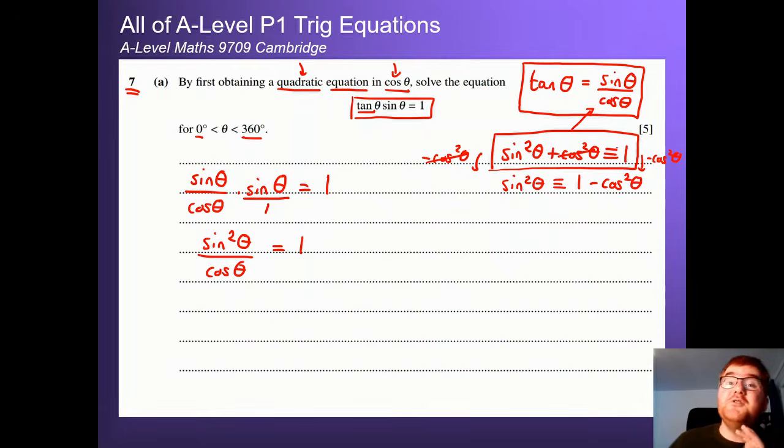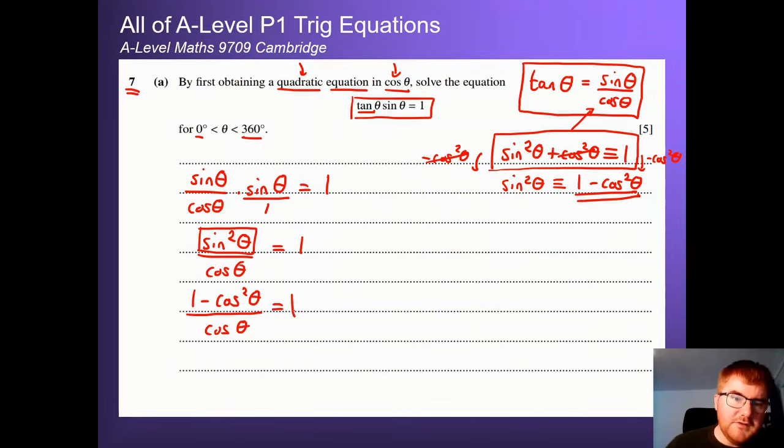So what I can do now is substitute directly. Wherever I see this sine squared theta, I can replace it with 1 minus cos squared theta. If I do this, I get 1 minus cos squared theta over cos theta is equal to 1.